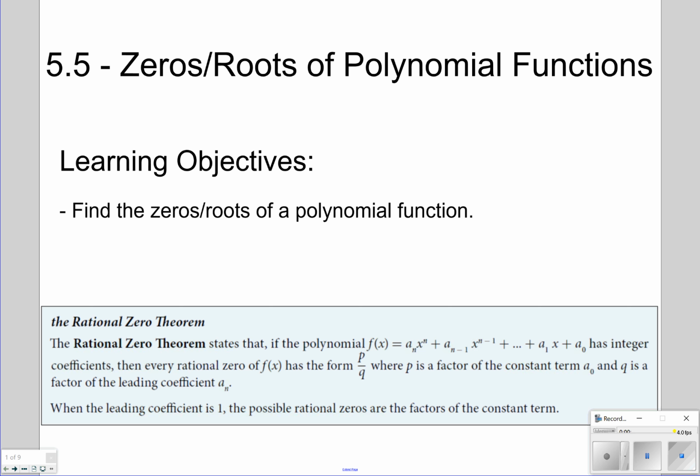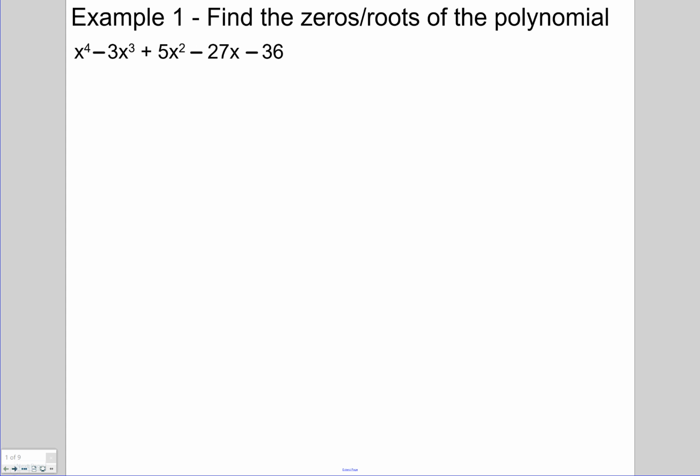All right, we're here with period 1 to talk about solving polynomial functions for their zeros or roots. We're going to be using the rational root theorem, which is up on your first slide here, to find these zeros and roots. So let's look at a problem.